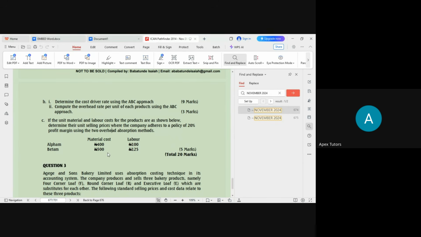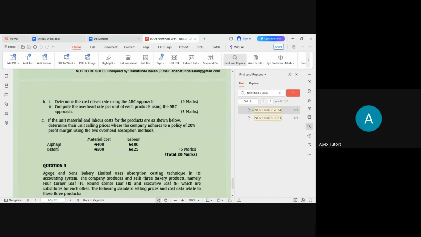Then you add that profit element to your cost to get your selling price. So that is the interpretation of this 20% profit margin. When you get your costs, you must know your overhead. You need to know your overhead.